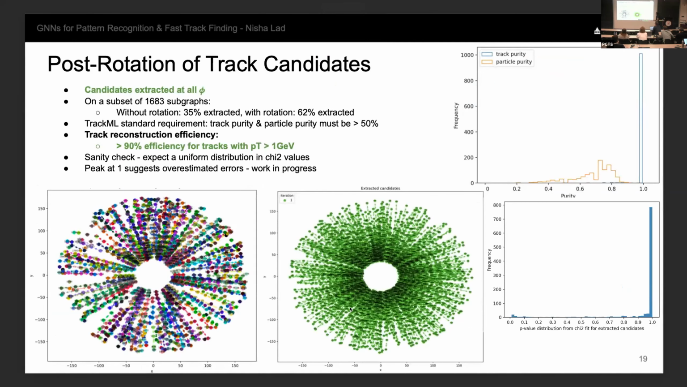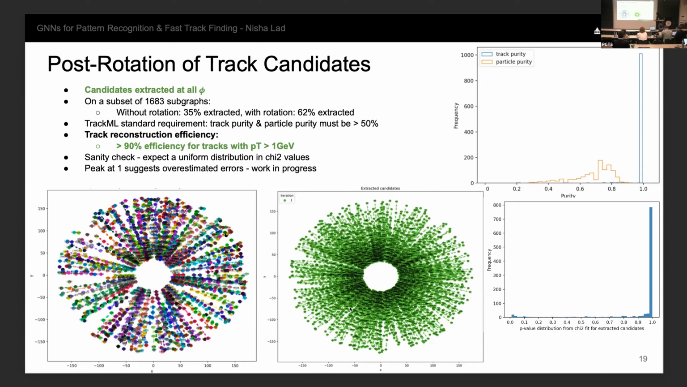Okay, so this is post-rotation of the track candidates. After applying that rotation within our Kalman filter, we can see that candidates were extracted uniformly at all 5, so that kind of fixed that problem. Without rotation, we see about 35% extracted tracks, but with rotation, we see 62% extracted tracks.